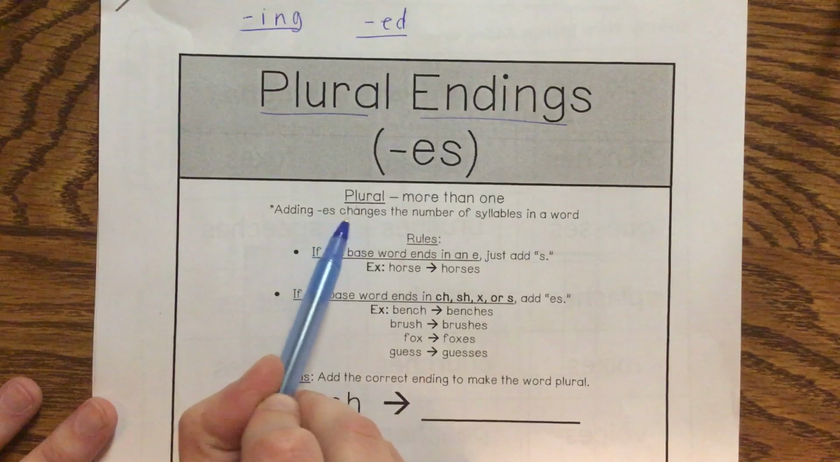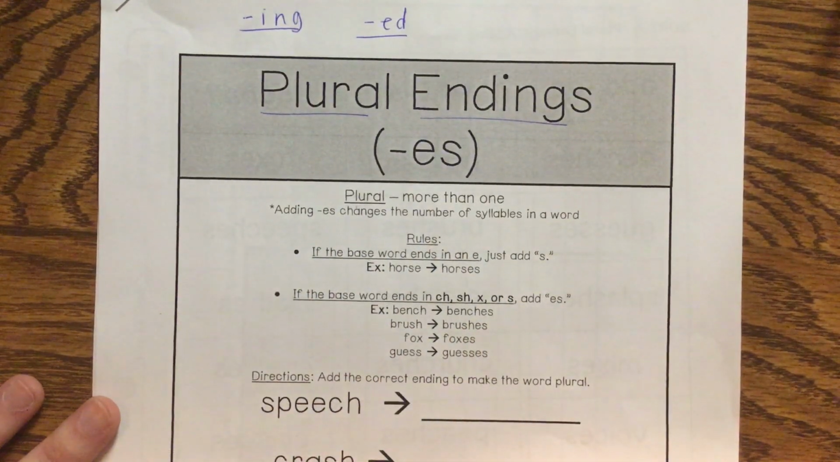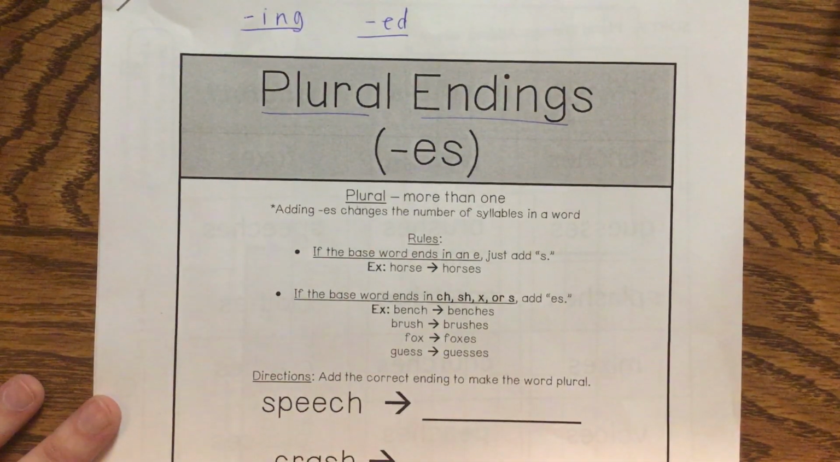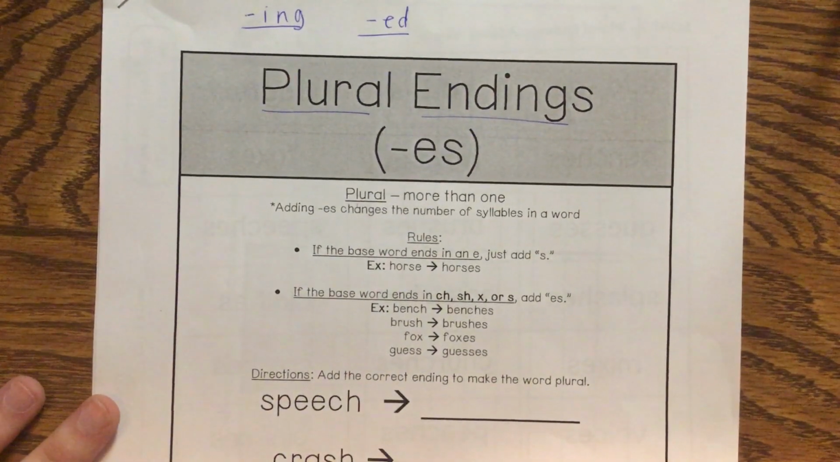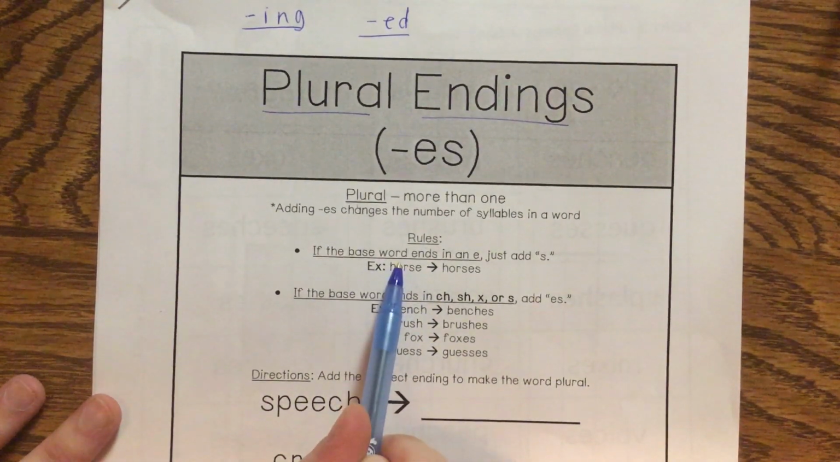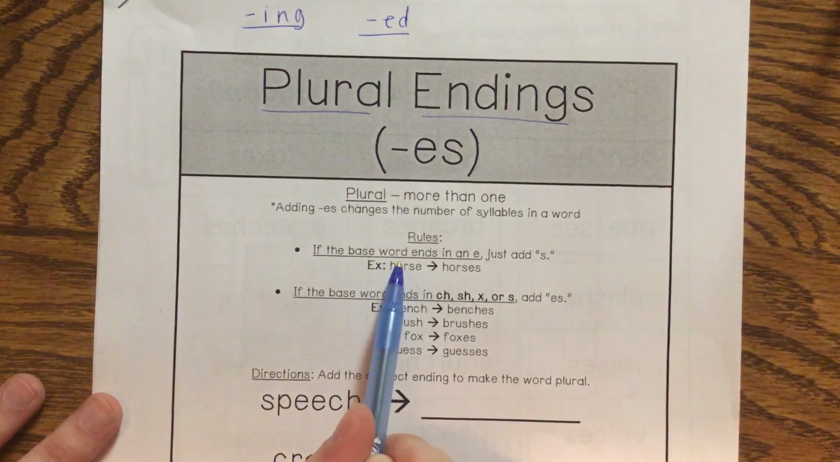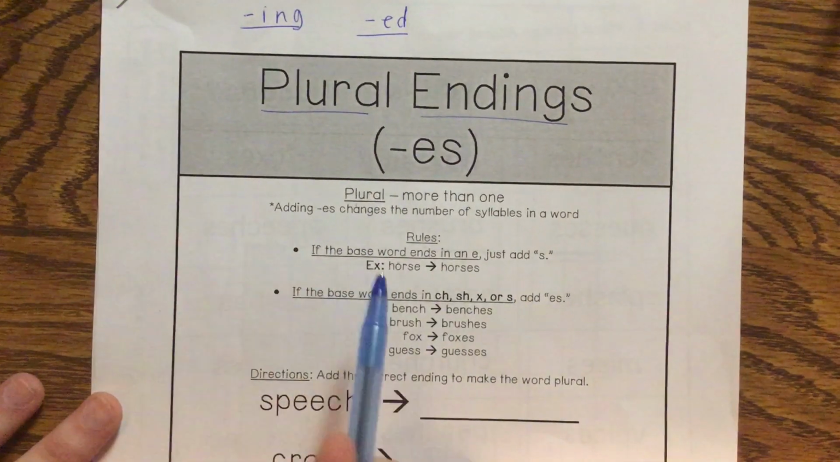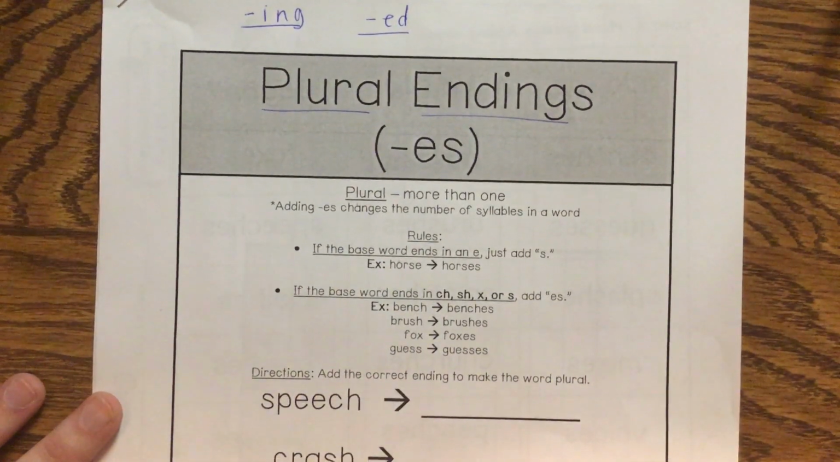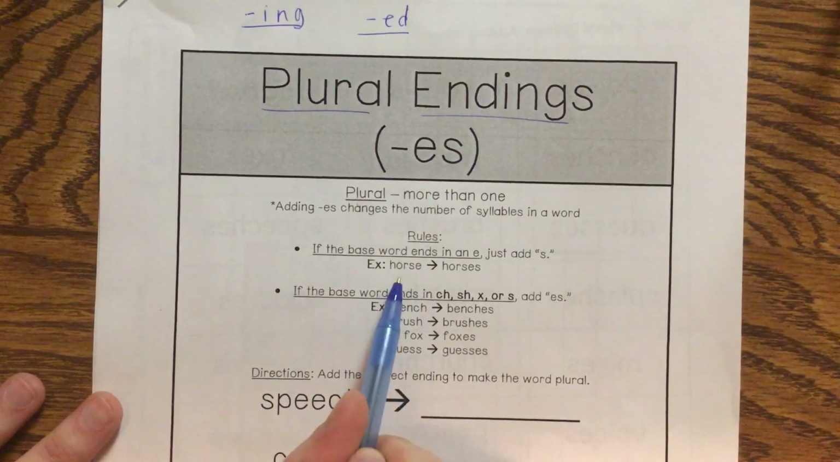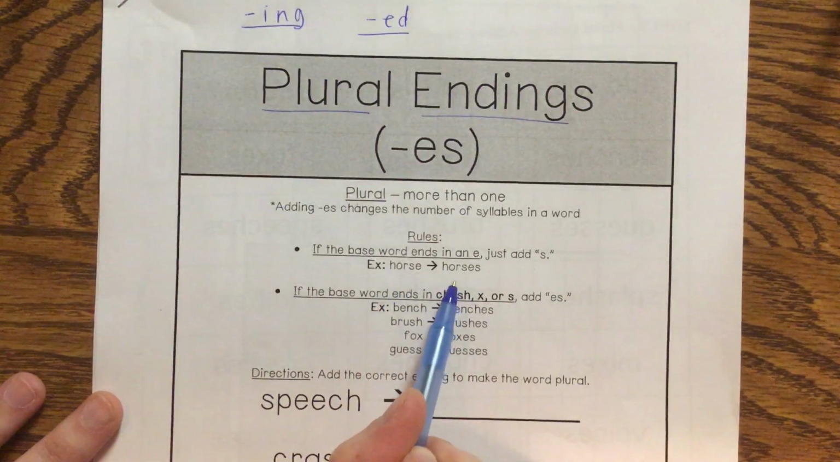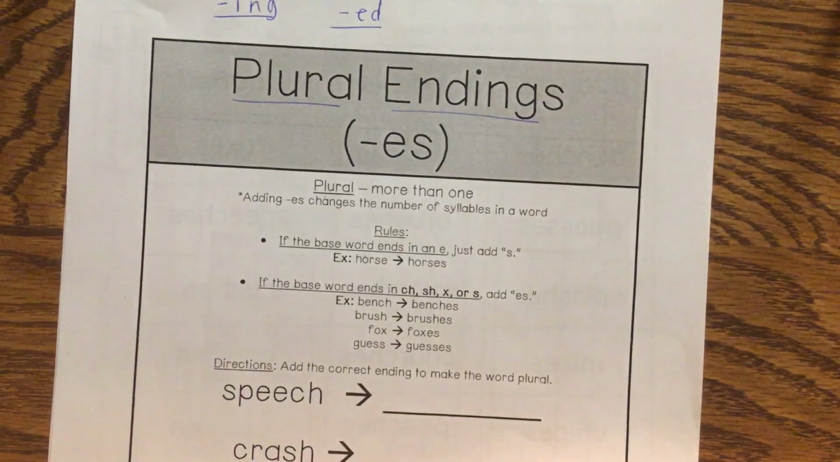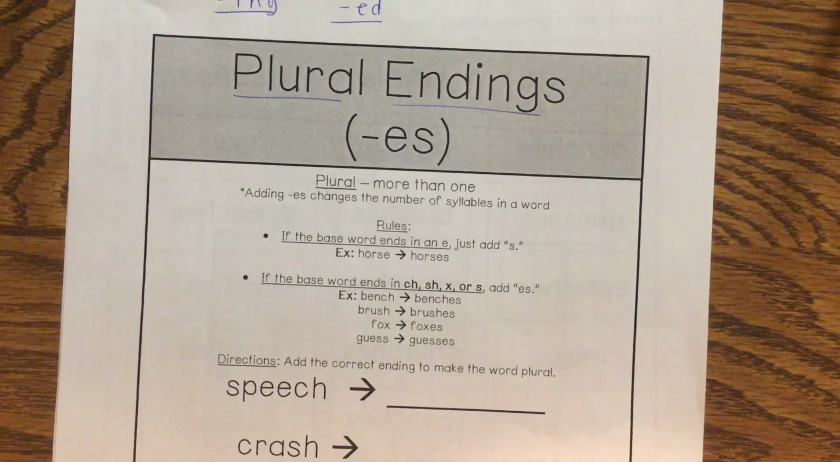Something to know is adding es changes the number of syllables in a word, and we'll look at that in just a minute. So here's the rules you need to know for this week. If the base word, the word that you're adding es to, the word that stands alone, ends in an e, then you just add s. You don't even need to add this es. So like in the word horse, you just add s and it changes to horses. Now notice how horse is 1 syllable. Horses is 2. If we clap horse, 1. Horses, we get 2 syllables.